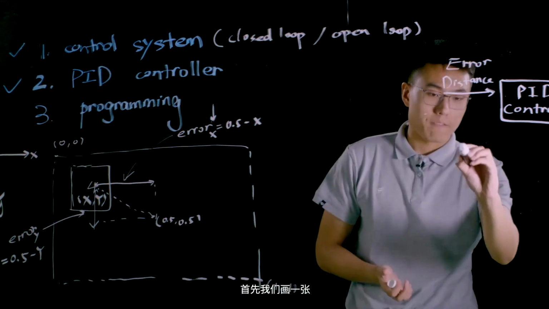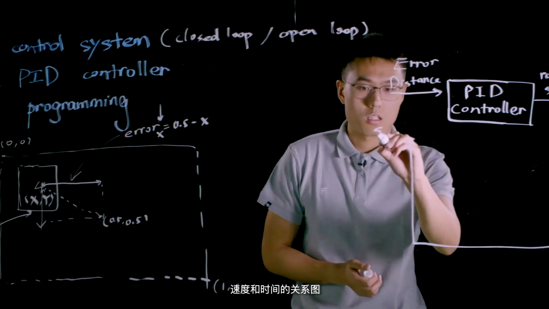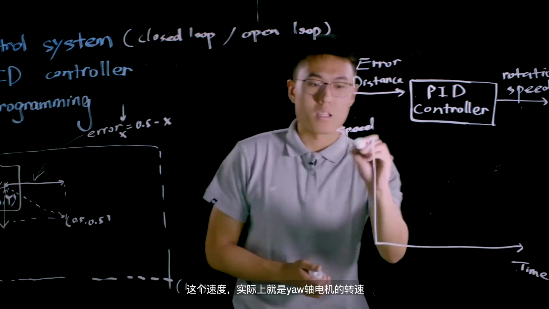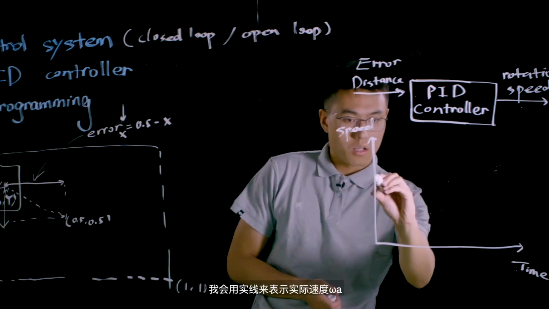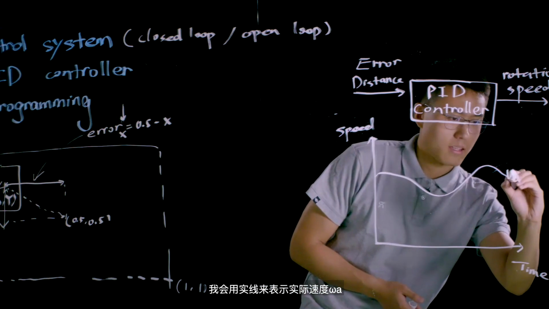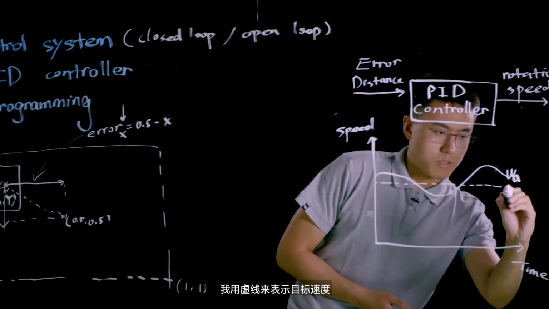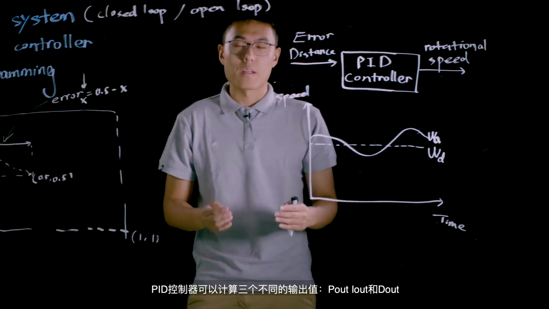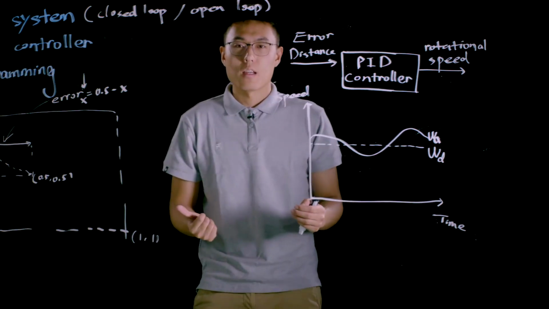So first of all, we need to draw a graph of speed versus the time. This speed is actually the rotational speed of the motor on your axis. I'll use a solid line to represent the actual speed, omega A, and I'll use a dashed line to represent the target speed, or desired speed, omega D. The PID controller can calculate three different outputs: P out, I out, and D out. Let's take a look at the P out first.